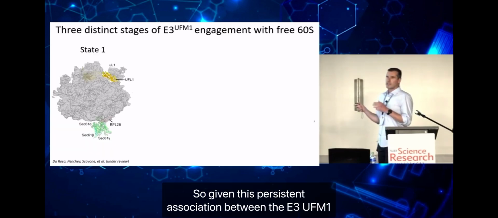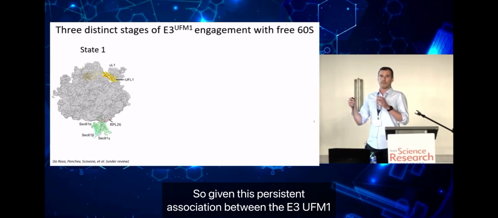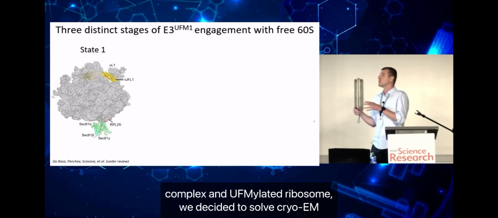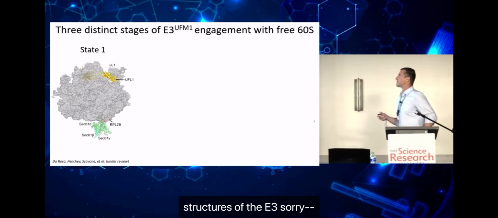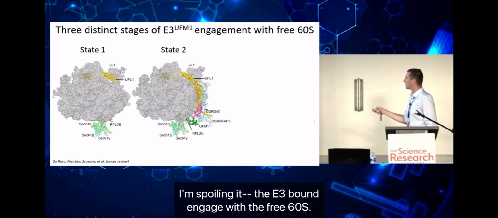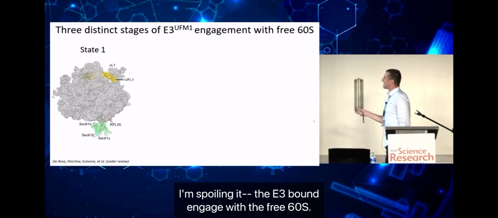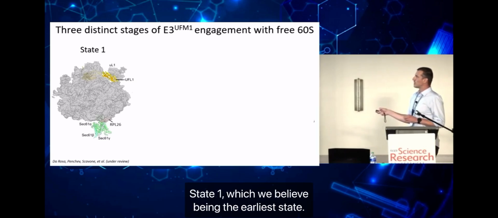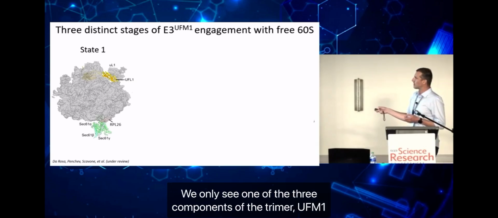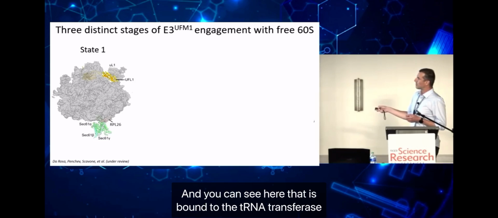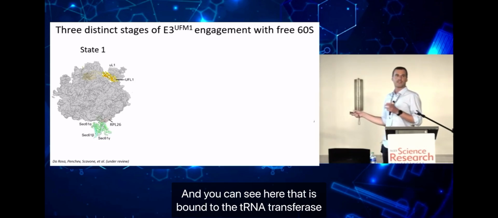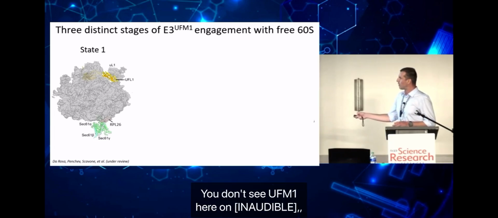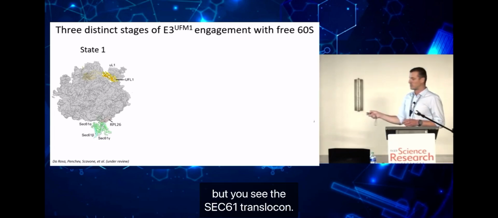Given this persistent association between the E3 UFM1 complex and the UFMylated ribosome, we decided to solve cryo-EM structures of the E3 engaged with the free 60S. We identified three major states. In state one, which we believe is the earliest state, we only see one of the three components of the trimer, UFL1, being resolved, and you can see that it's bound to the peptidyl transferase center. You don't see UFM1 here on RPL26, but you see the Sec61 translocon.